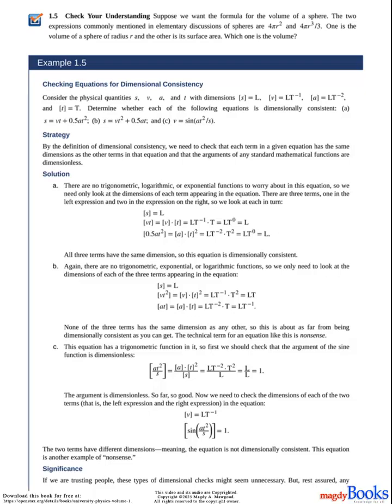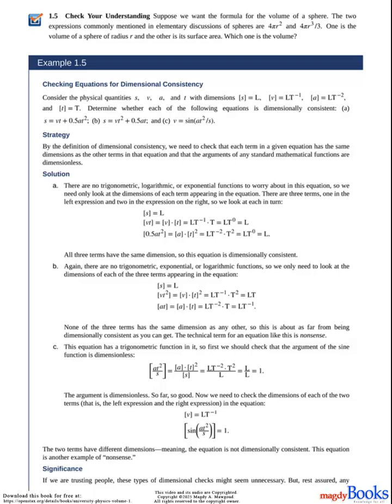Now we need to check the dimensions of each of the 2 terms, that is, the left expression and the right expression, in the equation. [v] = Lt⁻¹. [sin(at²/s)] = 1. The 2 terms have different dimensions, meaning the equation is not dimensionally consistent. This equation is another example of nonsense.